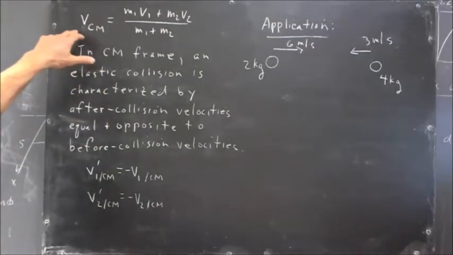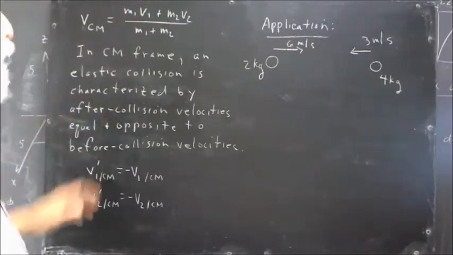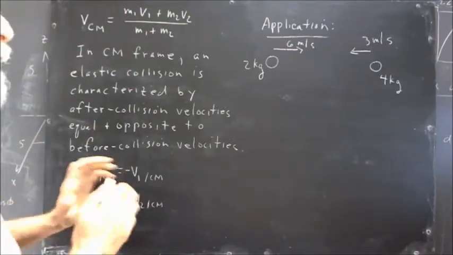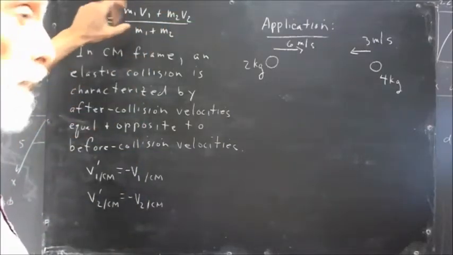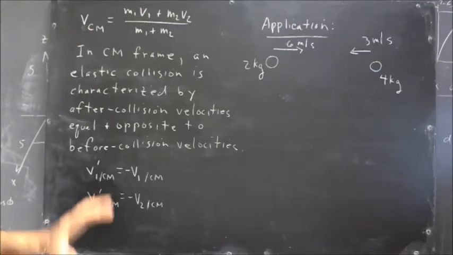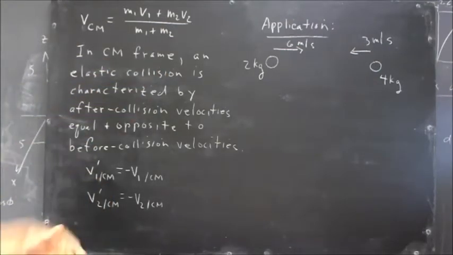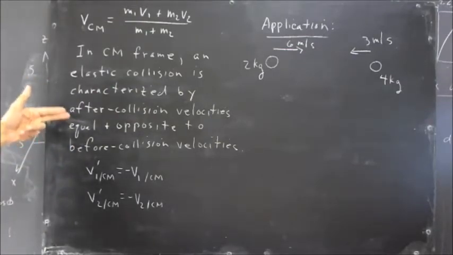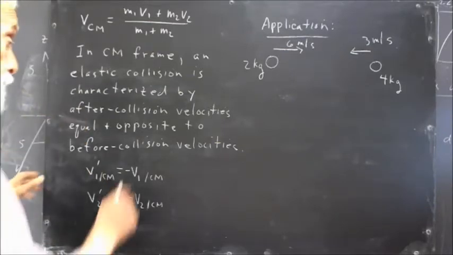Okay, recalling that the velocity of the center of mass is the same as the velocity you would have after collision if the collision was completely inelastic, and that's given by this expression, which is easily derived from the basic principles. Now, big idea, and I'm not proving this at this point, just giving you an overview: in the center of mass frame, an elastic collision is characterized by the fact that the after-collision velocities are equal and opposite to the before-collision velocities within that frame.